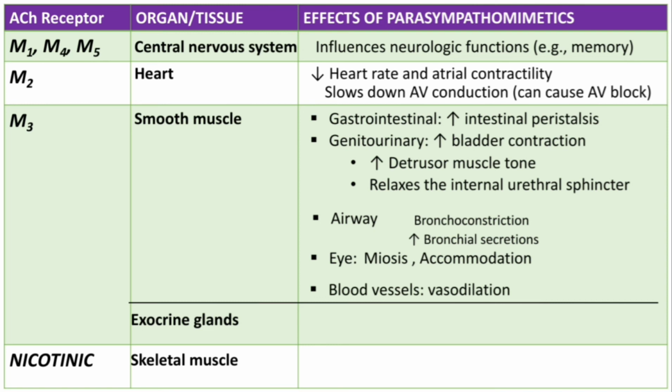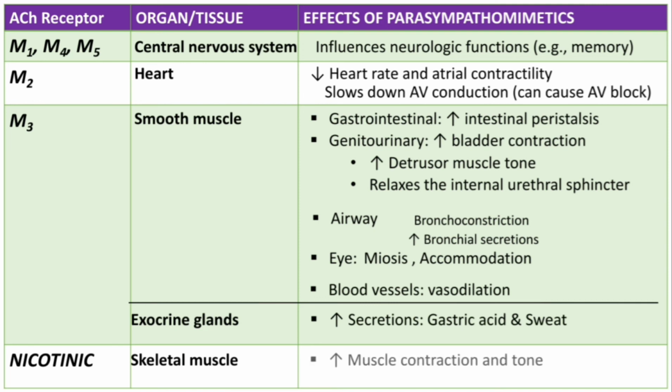The next tissue is exocrine glands. If you stimulate the M3 receptors in exocrine glands, they will increase secretions, for example gastric acid in the stomach, and also sweat glands. If you stimulate the nicotinic receptors in the skeletal muscles, this will increase muscle contraction and muscle tone.